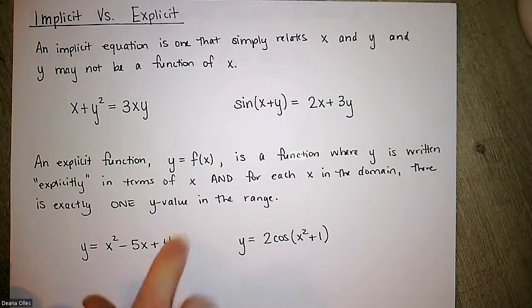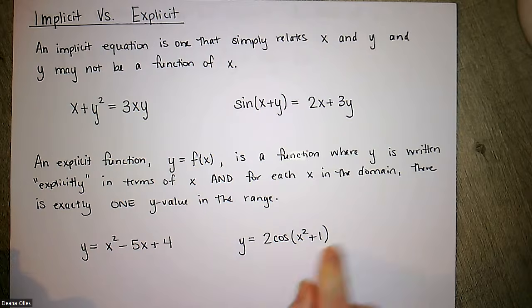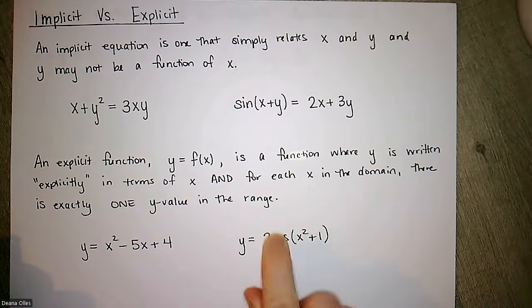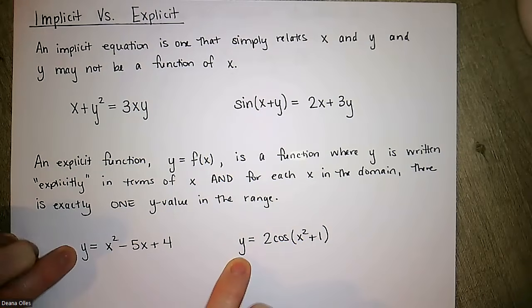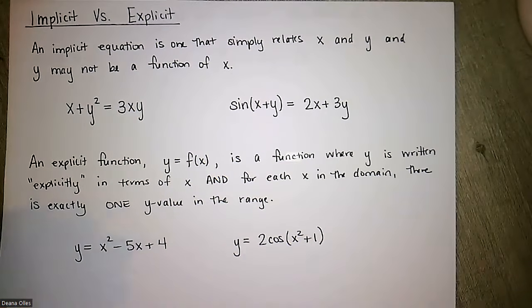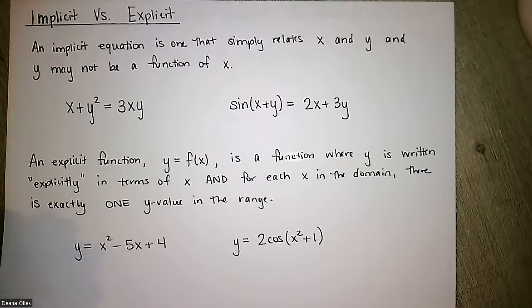Now these are two examples of explicit functions. Y is a quadratic function here, so the graph of that would be a parabola. And here y is a trigonometric function, in this case cosine. While there's stuff inside, it's going to have the basic properties of the cosine curve, obviously composed with the x squared plus 1 piece. So these would be examples of explicit functions where I've isolated y and everything on the other side of the equation is all in terms of x.